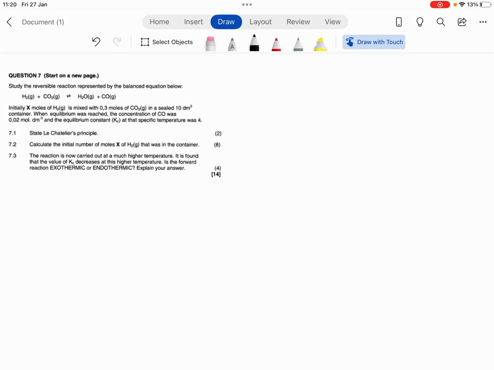7.2, state the initial number of moles X of H2 that was in the container. So in this case here, it's a really big question. It's 8 marks. And for any type of question like this, for 8 marks, 10 marks, when they're asking you for the concentration, when they're asking you for the Kc value, whatever it may be, we're going to use the RICE table method. So I'm just going to put it here as RICE.